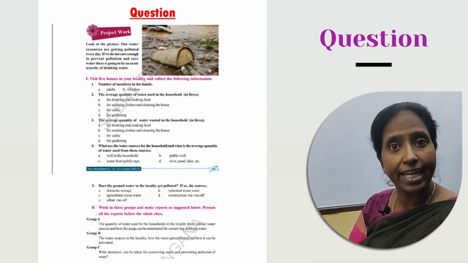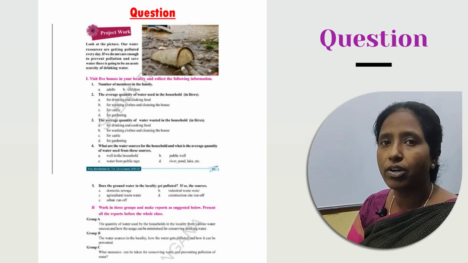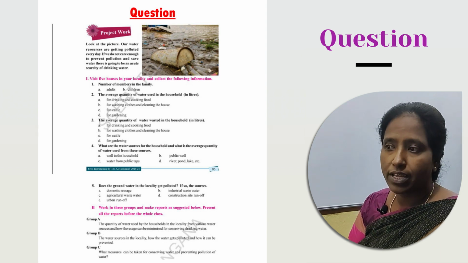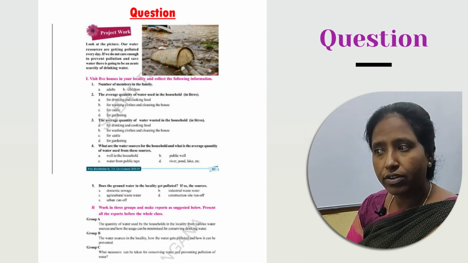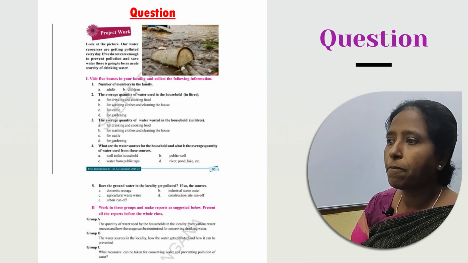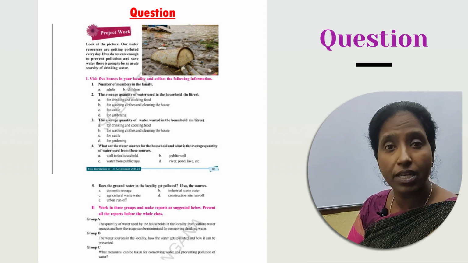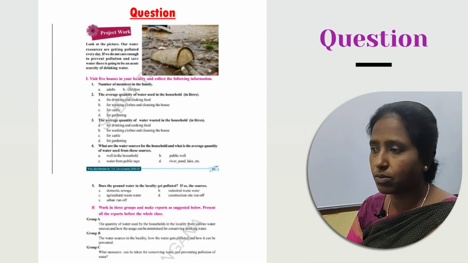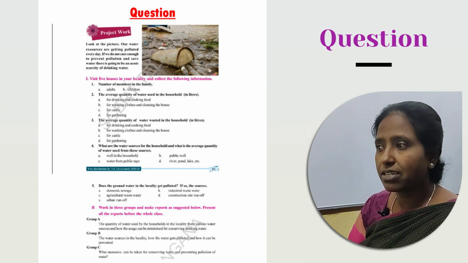So when you are collecting the information, keep in your mind what your task is. Group A should find the quantity of water used by the households in the locality from various water sources and how the usage can be minimized. Minimized means made as little as possible. Minimized for conserving drinking water.